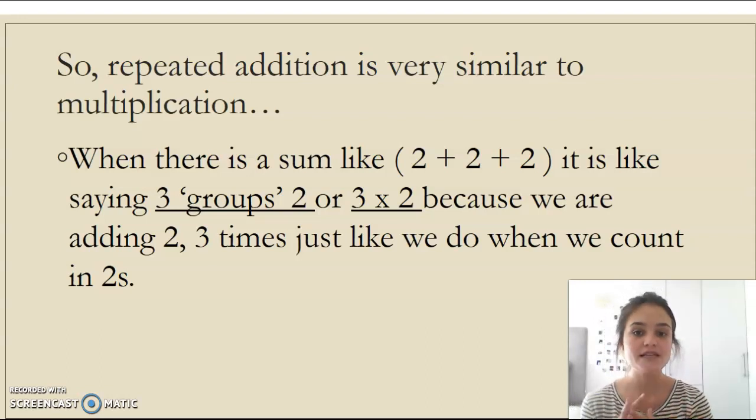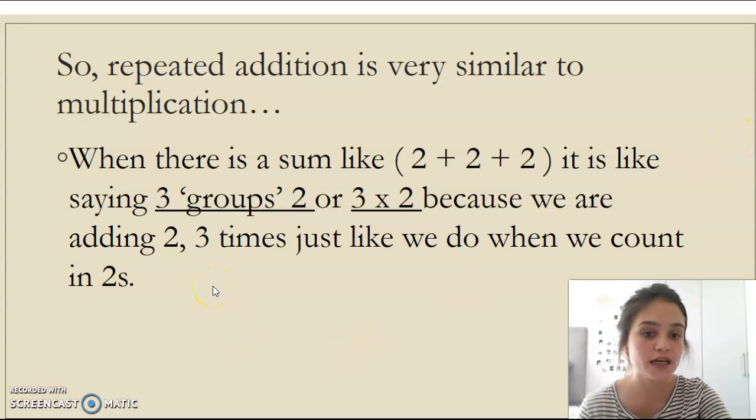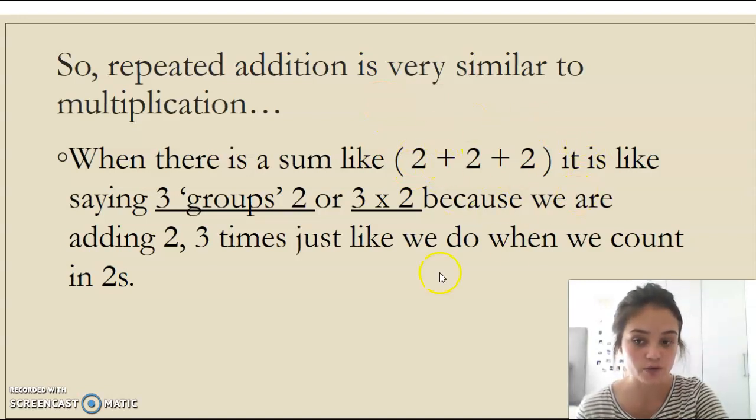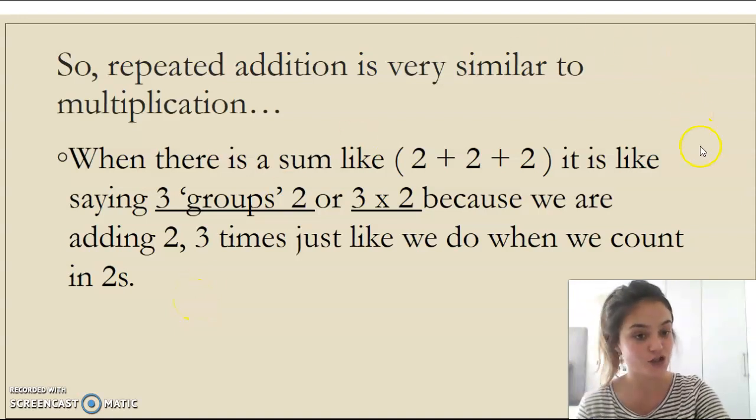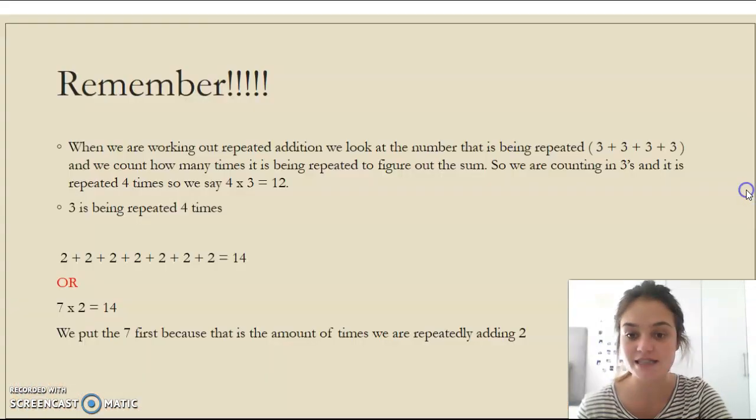So repeated addition is very similar, and it links to multiplication. When there is a sum, like 2 plus 2 plus 2, like we've done, it is like saying 3 groups of 2, because the 2 is repeated 3 times. So we are adding 2 3 times, just like when we are counting in 2s. So now we are going to have to practice, boys and girls, so that we can become masters at repeated addition.